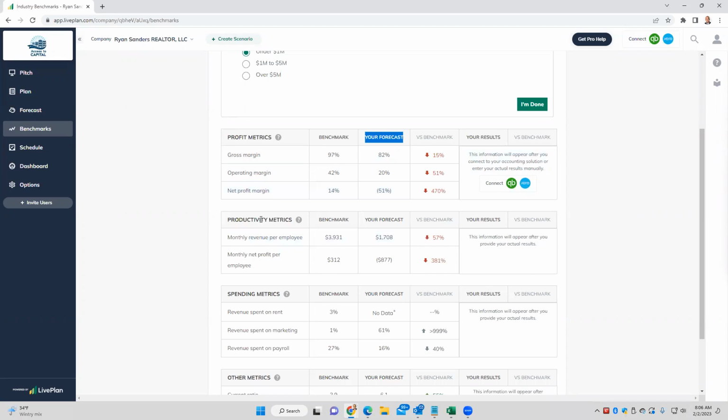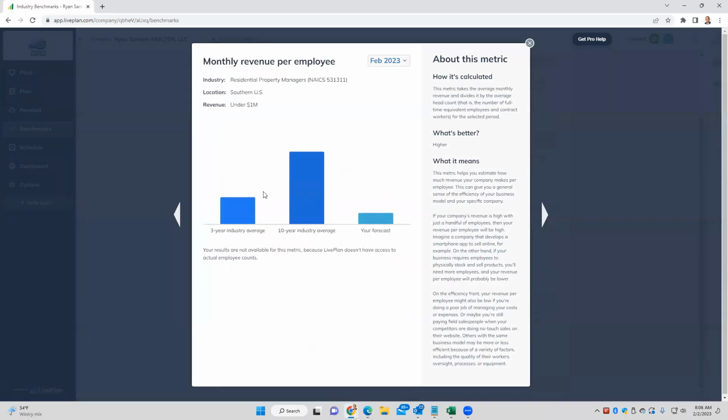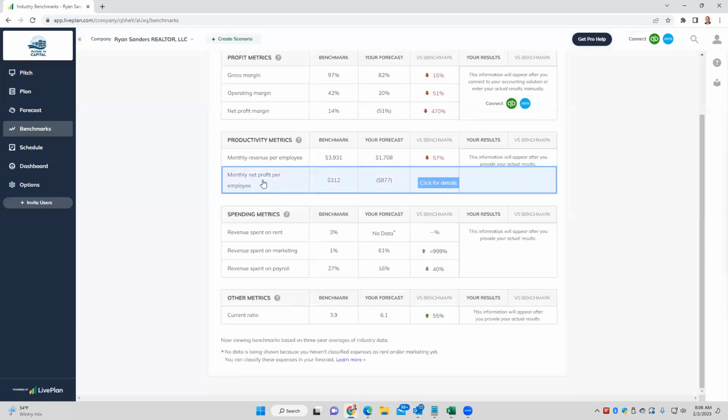Then there's different productivity metrics, again, looking at benchmarks versus what our forecasts are as far as revenue per employee, and we can click in and see more in terms of net profit per employee. So it's really a deep software that's very valuable. It's worth thousands of dollars, and again, we provide that at no cost to each client as they're going through the capital raise process as we're preparing.